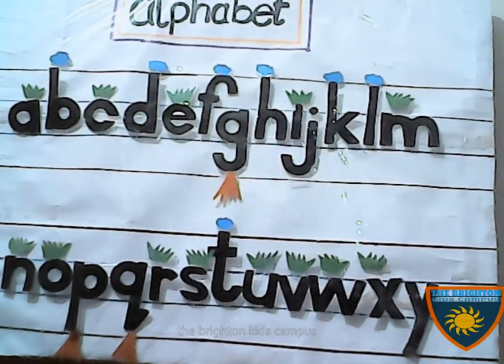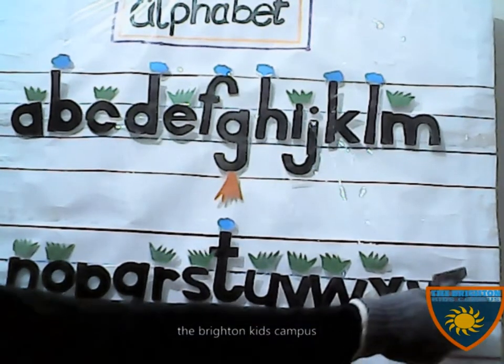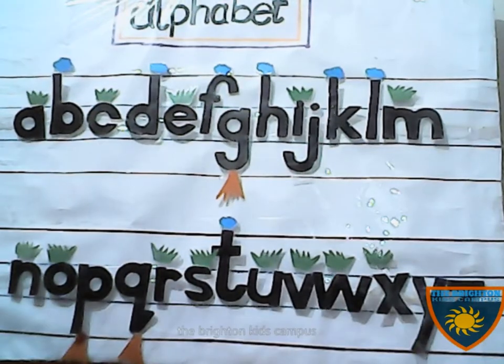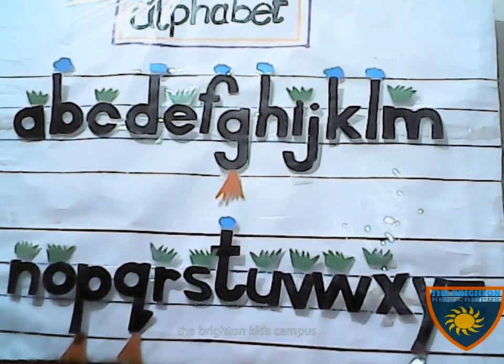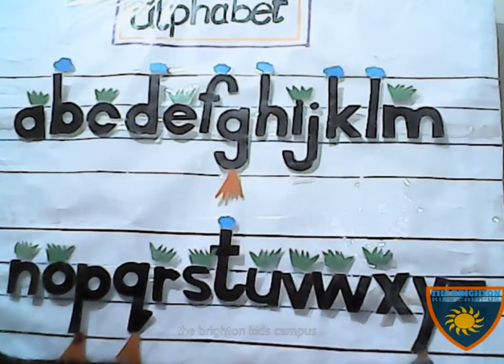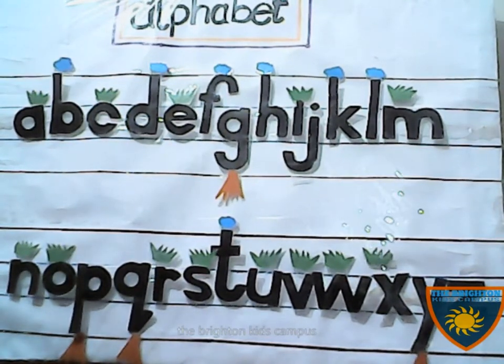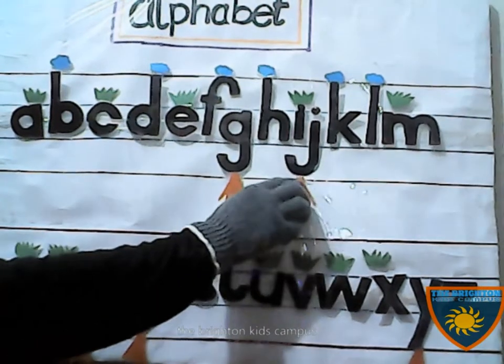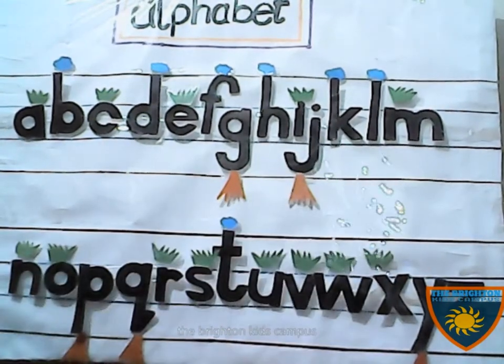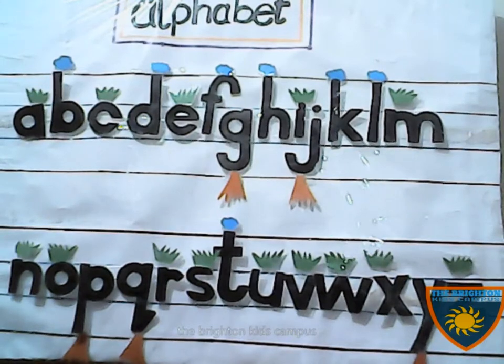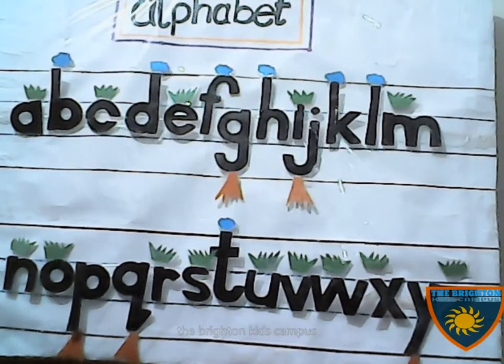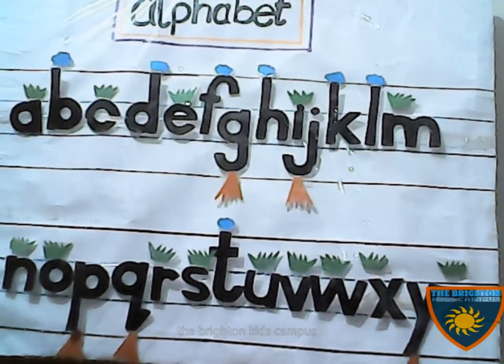And blue color is a sky letter. Brown color is a root letter. Y is a root letter. Z is also a root letter. Okay, here is missing. Sky letter, grass letter and root letter.